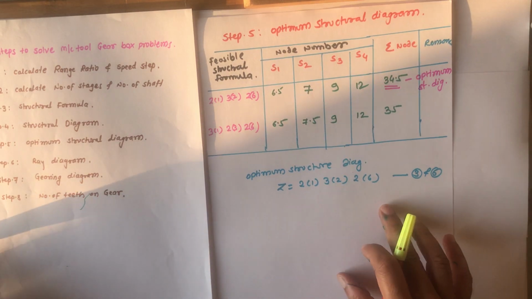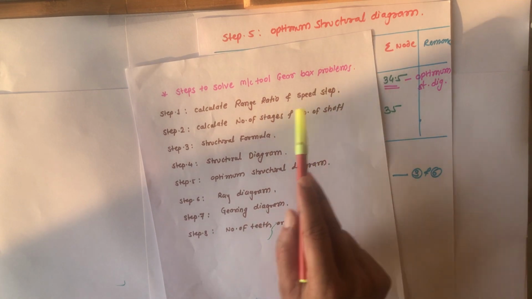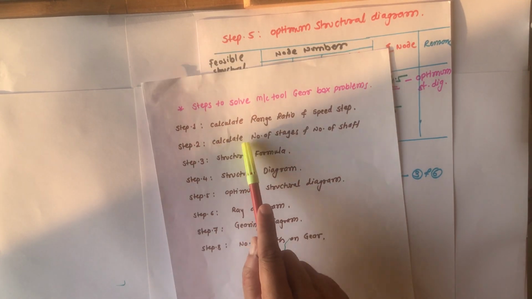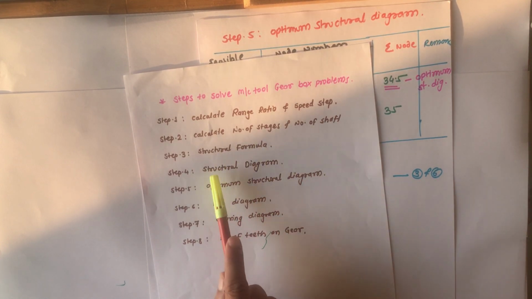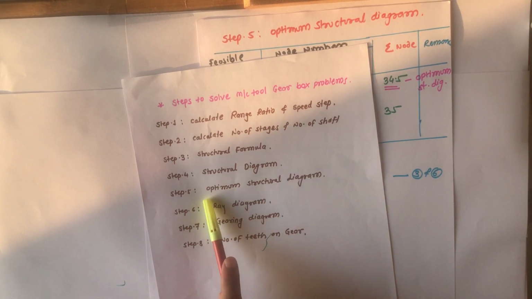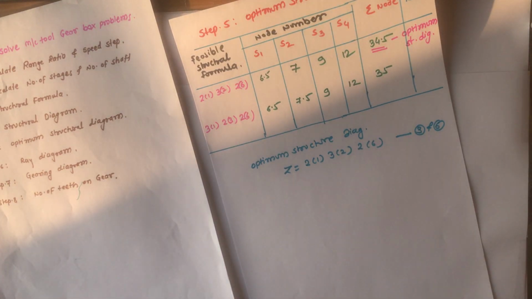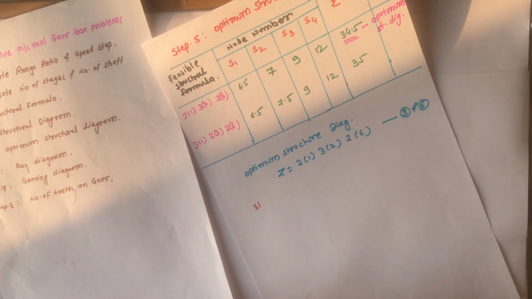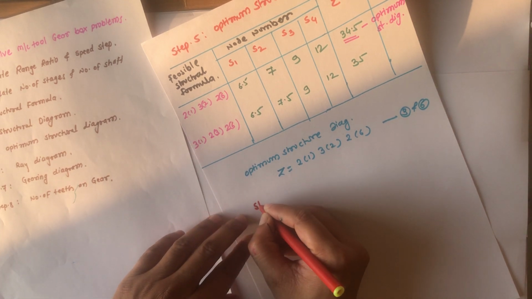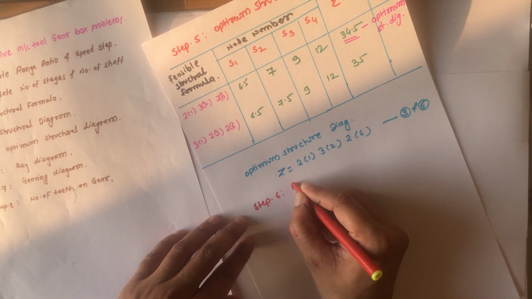Okay, till now we see the first step is calculate the range ratio and speed steps. Next step, that is step number 2, calculate the number of stages and number of shafts. Third, structural formula and structural diagram. After that, step number 5, that is optimum structural diagram. Now next is step number 6. Step number 6, that is ray diagram.